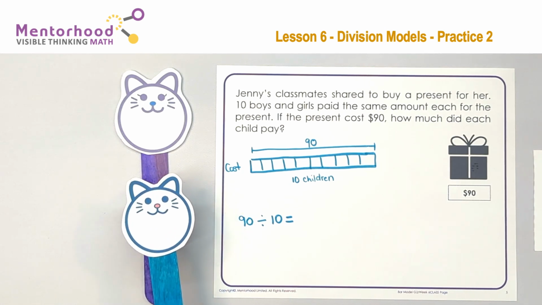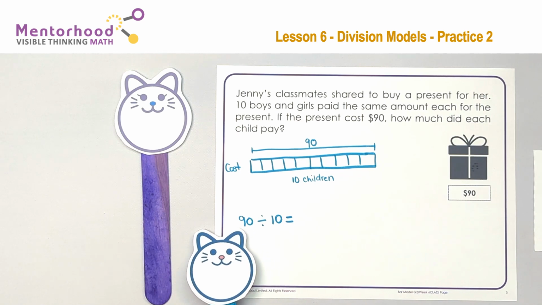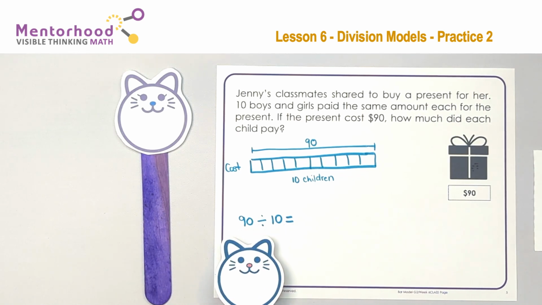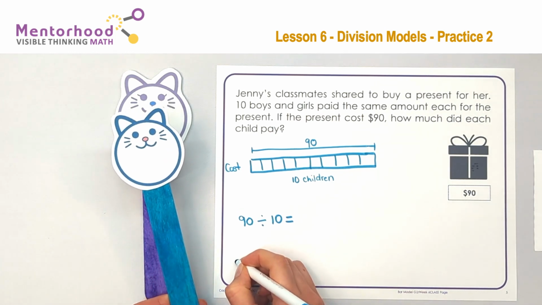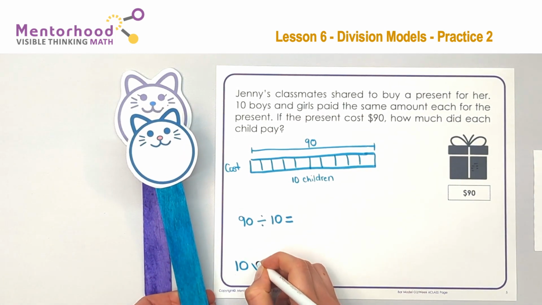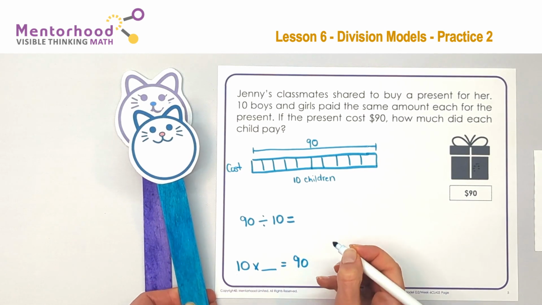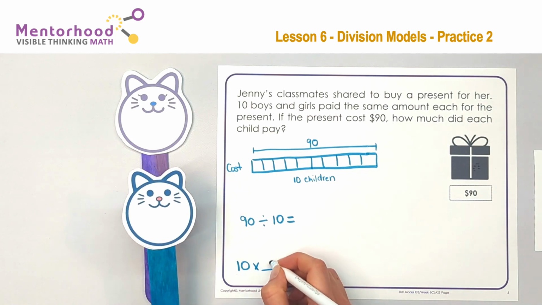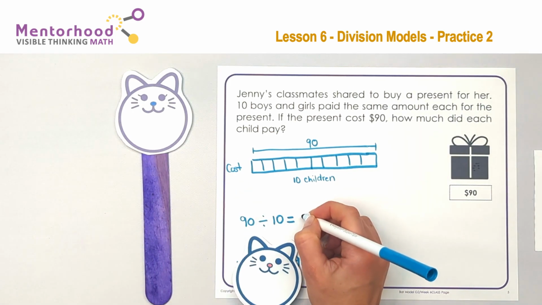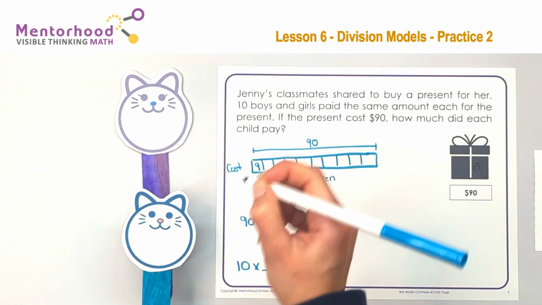Now, we can think of this like backwards multiplication. What number times 10 equals 90? This one's an easy one. 10 times a certain number equals 90. Yeah, you got it right away. It's 9. So 9 is going to go in our number sentence. And 9 is going to go right here.